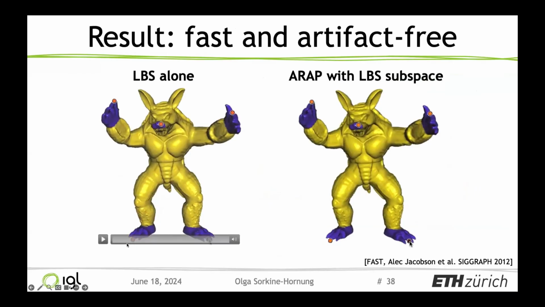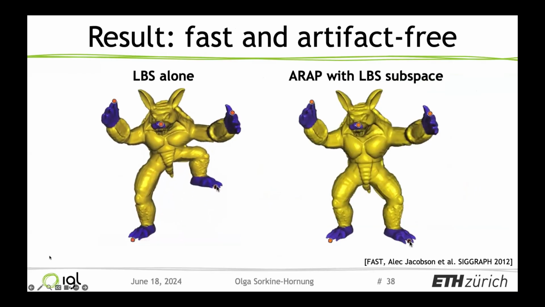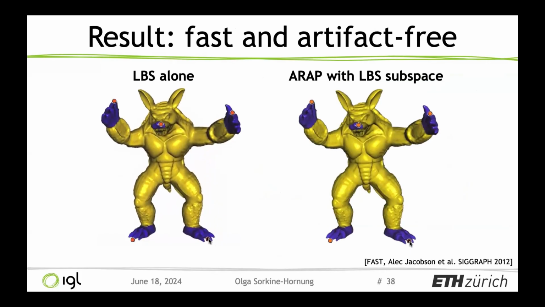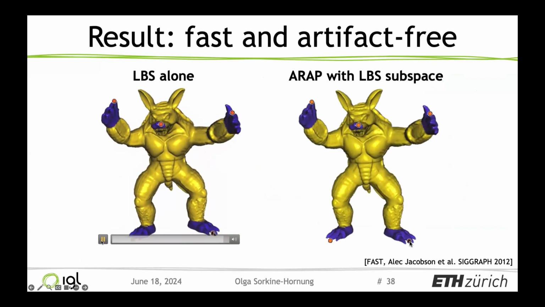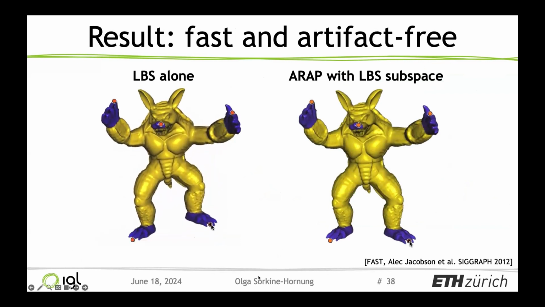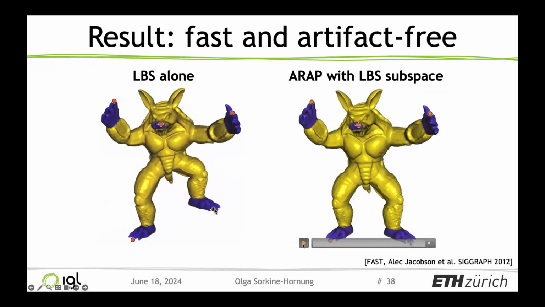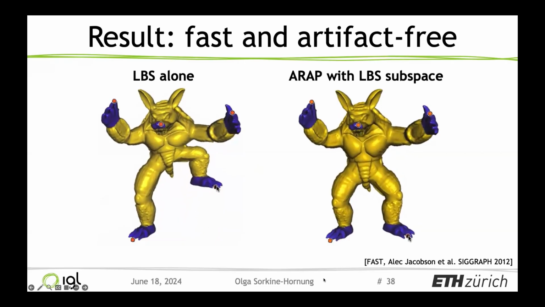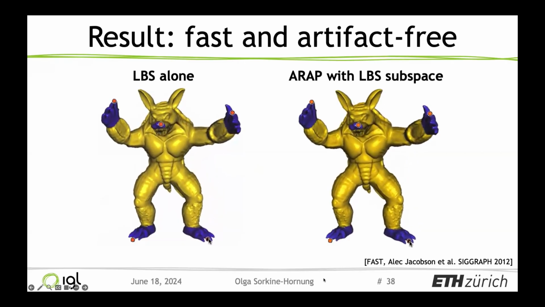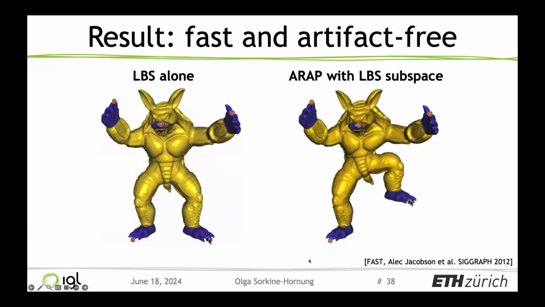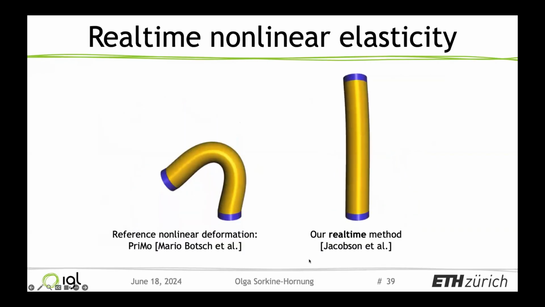So here I want to show you how it works. This would be just linear blend skinning. You see it's very squishy. It's not elastic, right? That's due to this linearization problem. And here is the result of the fast automatic skinning transformation approach, where you see that it really does deform elastically as it should.